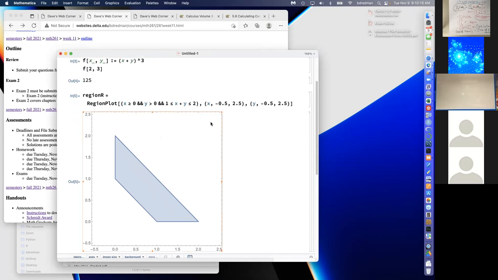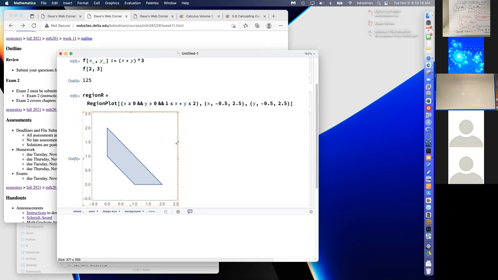So here's our original region right here. And notice I described that as x greater than or equal to 0, y greater than or equal to 0, and x plus y goes from 1 to 2. And that encloses this trapezoid. It doesn't set the limits of integration. It just encloses the trapezoid.